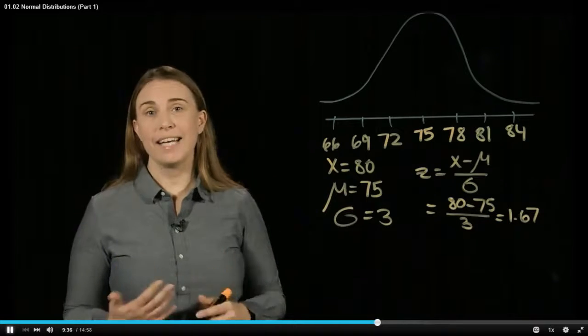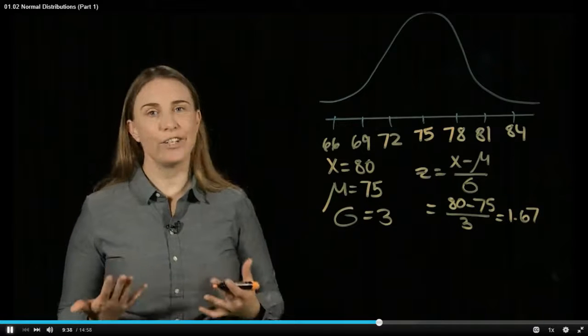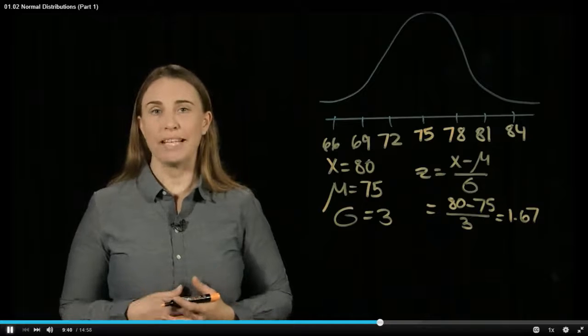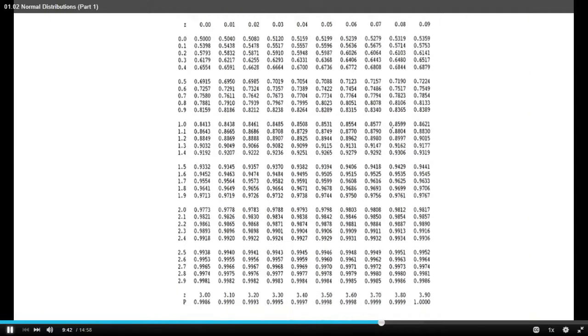So once you find that z-score, you can use a standard normal table to find the probability. First, you look for the first 2 digits of your z-score, in this example 1.6, along the left column. Then you look for the 3rd digit, which would be 7, along the top row. Then the number where those meet is your probability. In this case, they meet at 0.9525. So the probability would be 0.9525.